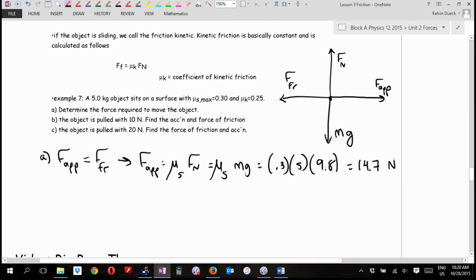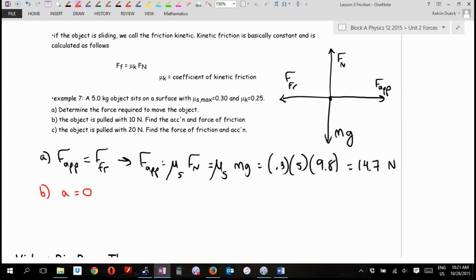Once we get it going, well, first of all, B says the object is pulled with 10 newtons. Find the acceleration and the force of friction. Why can I say this without doing any math? Well, friction, now I got to be fussy. That's the biggest friction can be.